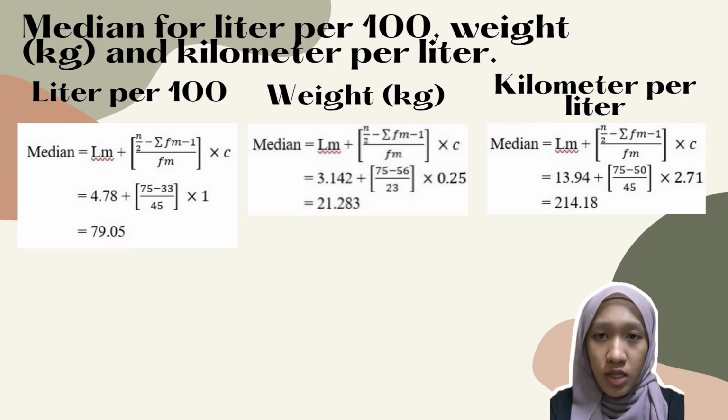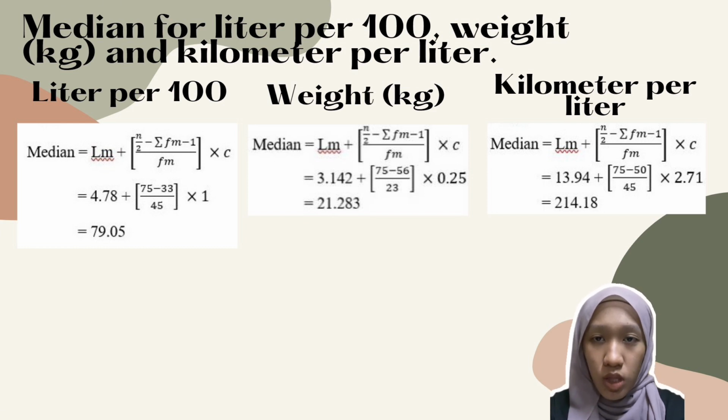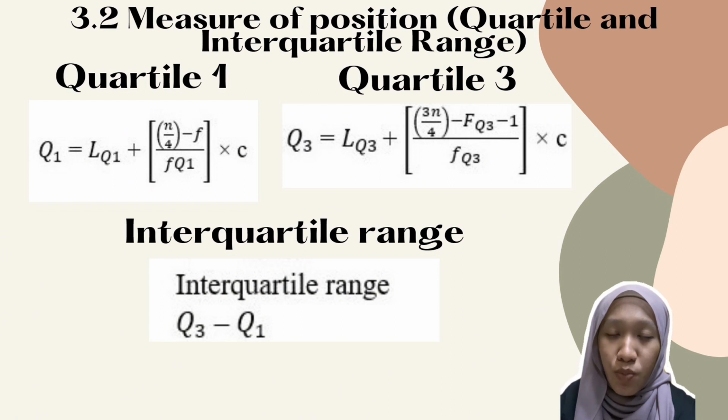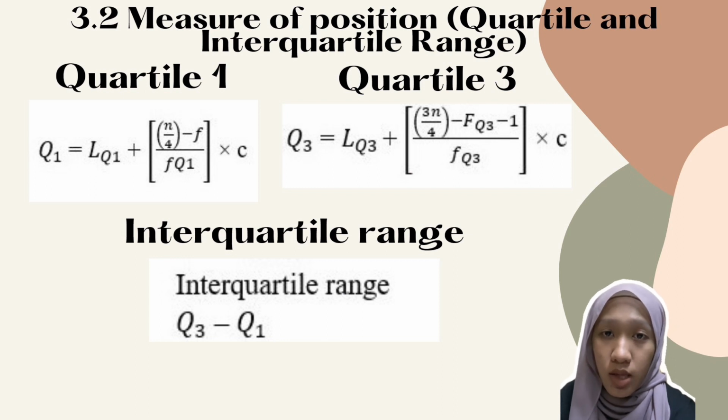Lastly, for measure of central tendency, which is median, median for liter per 100 was 79.05, median for weight was 21.283 kg, and median for kilometer per liter was 240.18 km per liter. We go to 3.2, that is measure of position. In measure of position, we have quartile 1, quartile 3, and interquartile range.